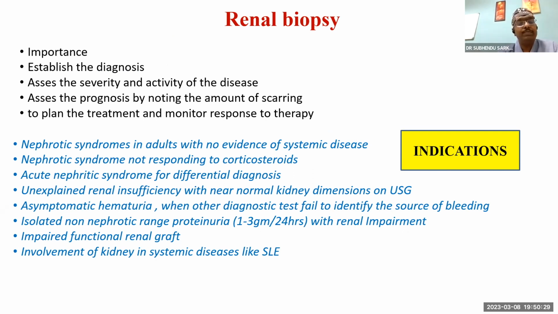The indications of the renal biopsy: nephrotic syndrome in adults, nephrotic syndrome not responding to corticosteroid, acute nephritic syndrome for differential diagnosis, unexplained renal insufficiency, asymptomatic hematuria, isolated non-nephrotic range proteinuria with renal impairment, impaired function of the renal graft, and involvement of the kidney in diseases like systemic lupus erythematosus. So these are the different indications of the renal biopsy.